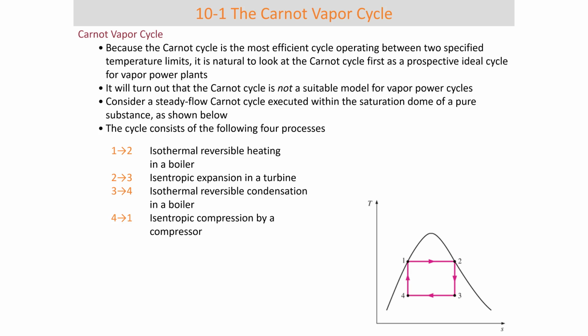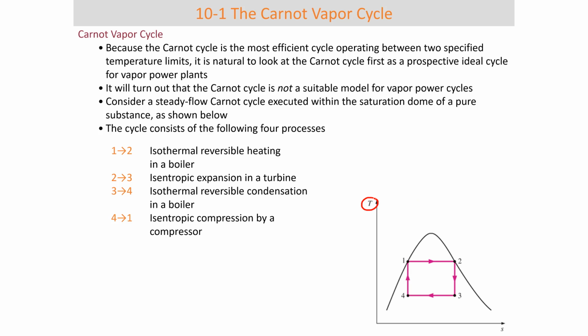So because the Carnot cycle is the most efficient cycle operating between two specified temperature limits, it is natural to look at the Carnot cycle first as a prospective ideal cycle for vapor power plants. It will turn out that the Carnot cycle is not a suitable model for vapor power cycles. Consider a steady flow Carnot cycle executed within the saturation dome of a pure substance, as shown below.